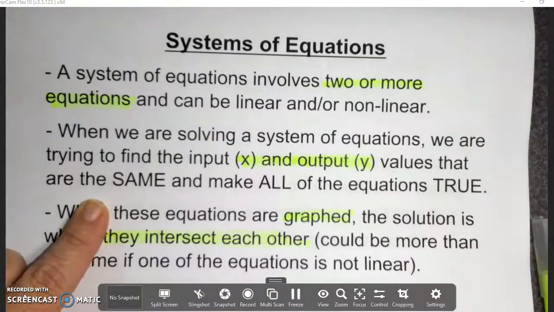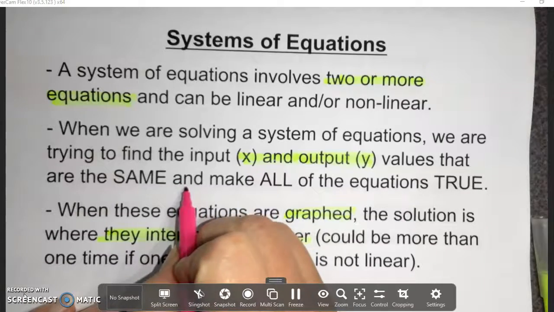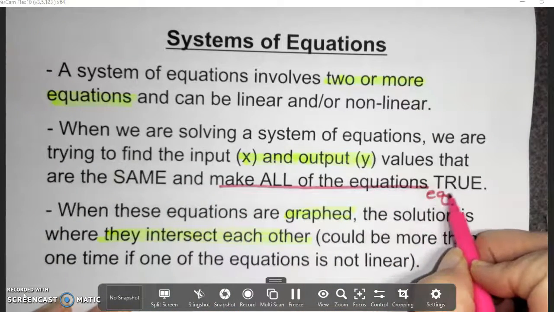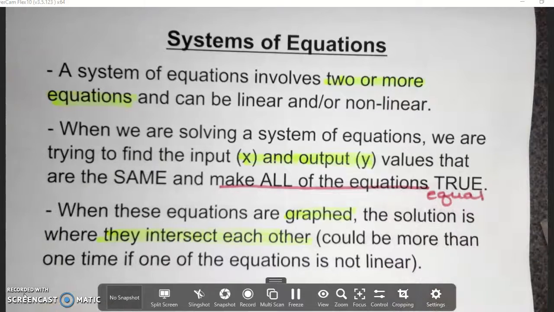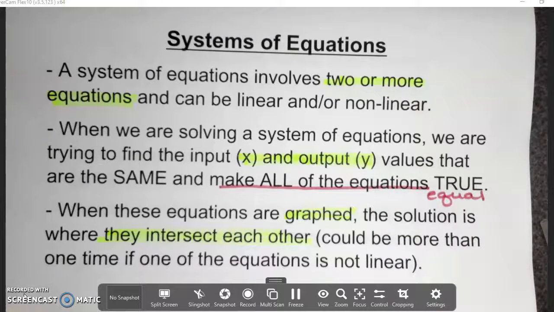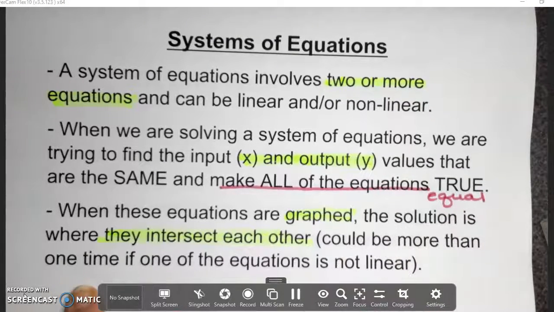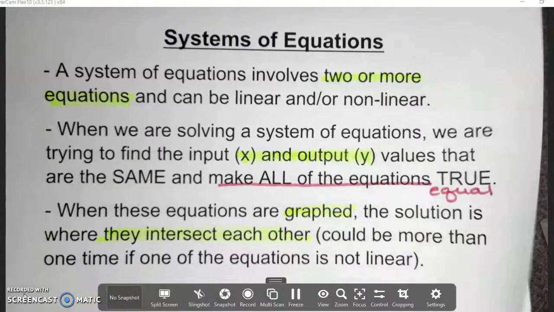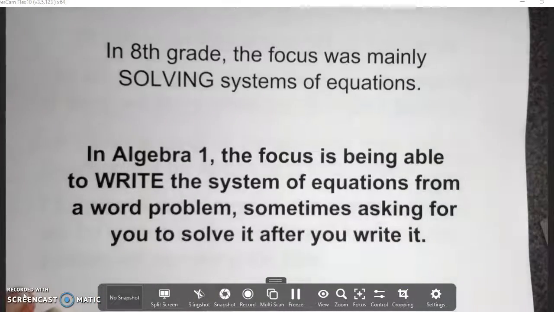let's rewrite this. I want to write it to where it says equal, when we make them equal. It could be more than one time if the equations are not linear. So they could intersect more than once.